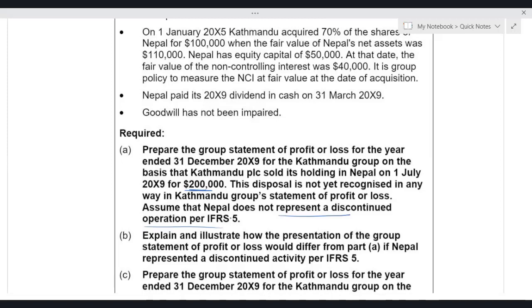Line by line consolidation means we'll take revenue of parent as well as revenue of subsidiary. But revenue of the subsidiary has to be time apportioned. For example, if you have kept the subsidiary with you for, let's say, 8 months, 9 months, then you will have to time apportion the results of your subsidiary. Similarly, you will take cost of sale of the parent 100%. But when you take the cost of sale of the subsidiary, you have to time apportion.